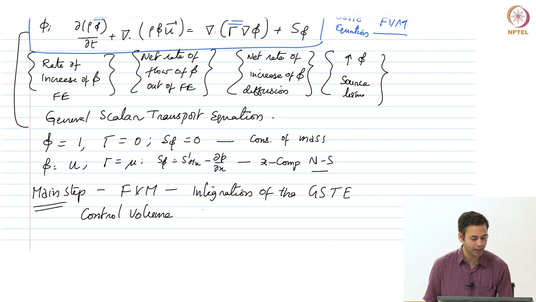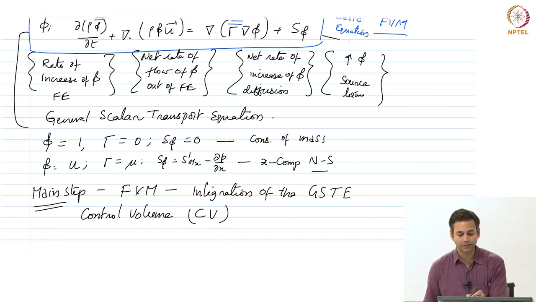So we would choose a controlled volume and we would integrate the differential equation that we have on this particular controlled volume, okay. So that is the first step in finite volume method. Now we are going to do the same thing. So I'm going to integrate the general scalar transport equation that is given here on a controlled volume, okay. So we are essentially performing a volume integral, okay.